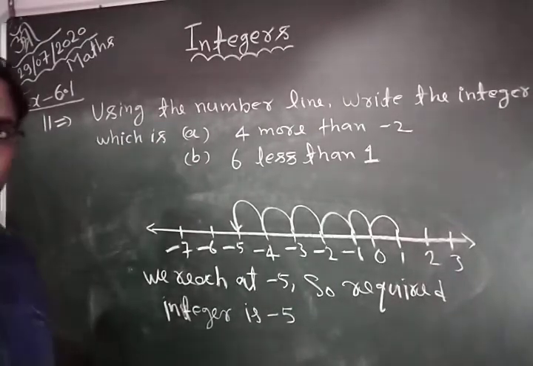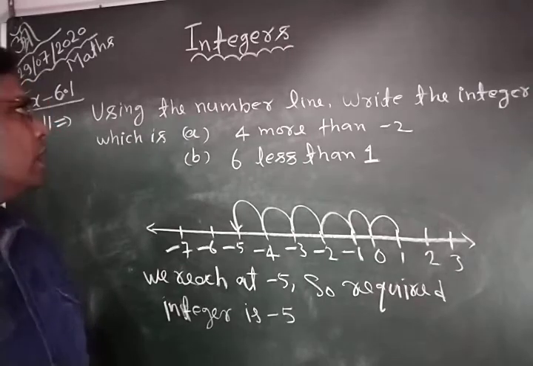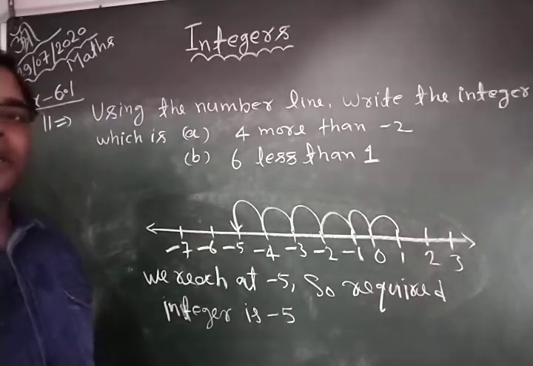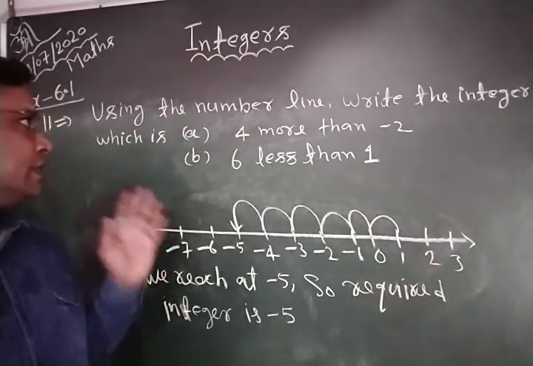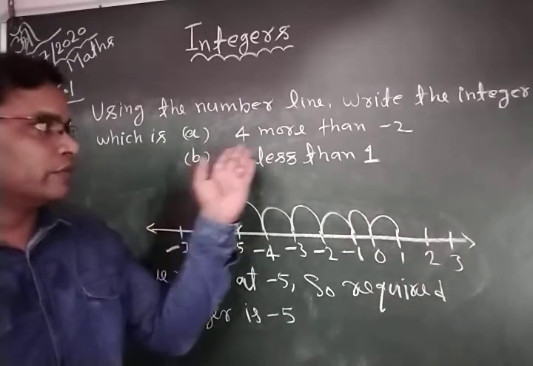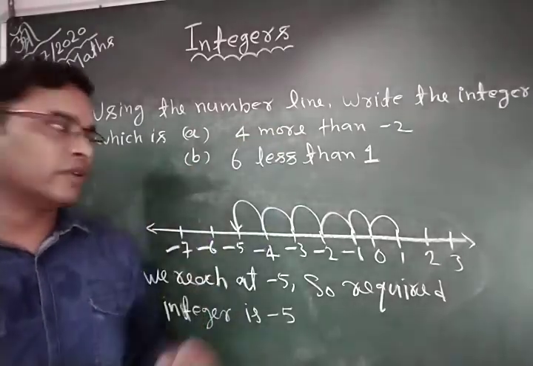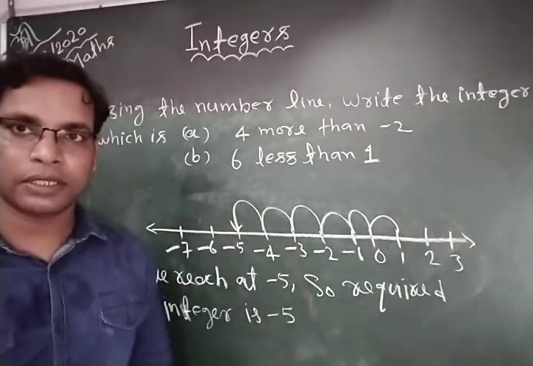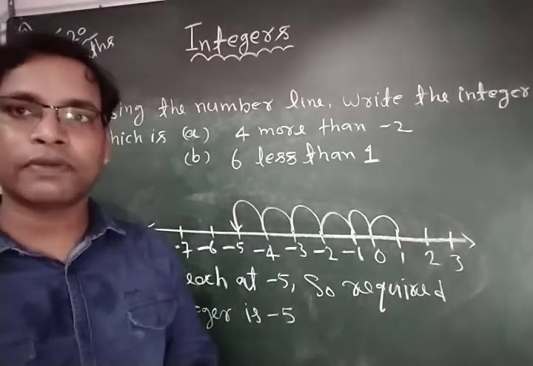So students, I hope all of you understood how to use number lines to write the integer, like 4 more than -2 or 6 less than 1. Okay, so thank you for watching.